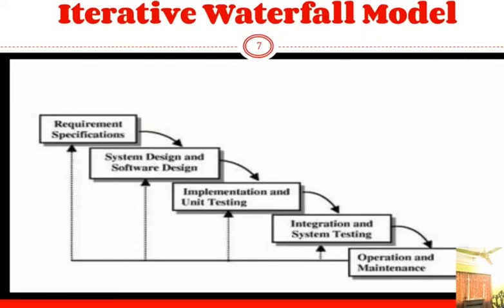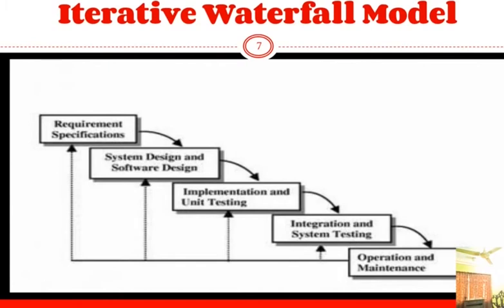Then comes the iterative waterfall model. The iterative waterfall model is the extension of the waterfall model. This model is almost the same as the waterfall model, except some modifications are made to improve the performance of the software development. The iterative waterfall model provides customers feedback paths from each phase to its previous phase.